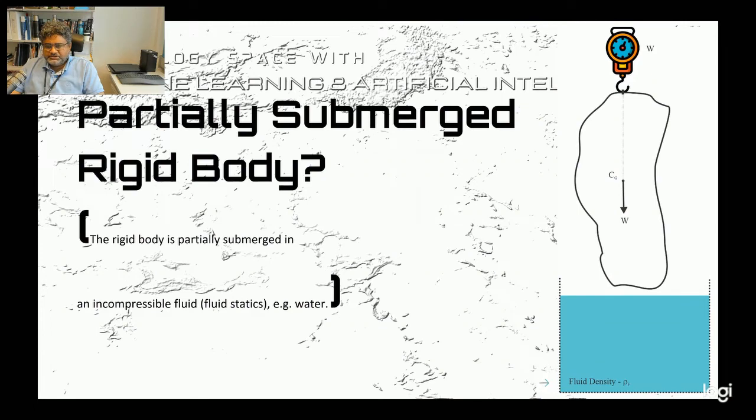So let's try to understand what could happen to a rigid body when it is partially submerged in a specific fluid.